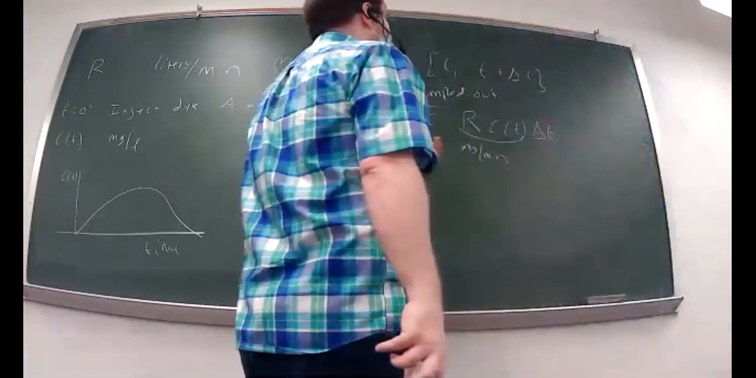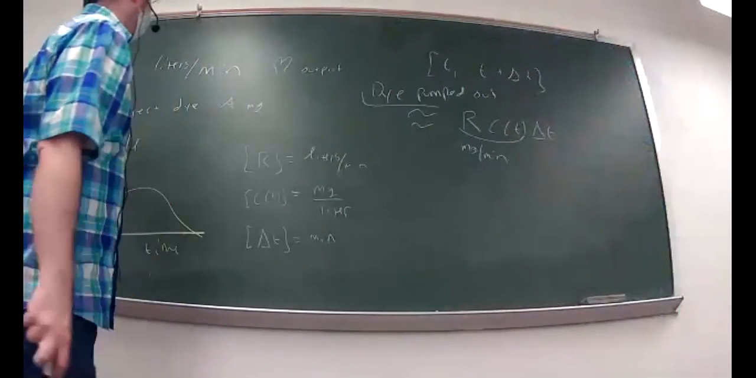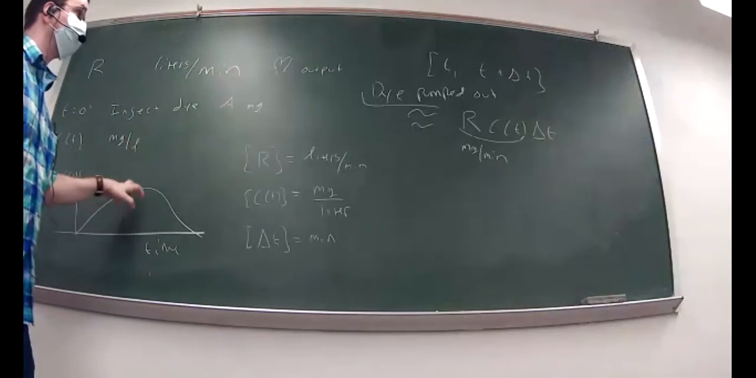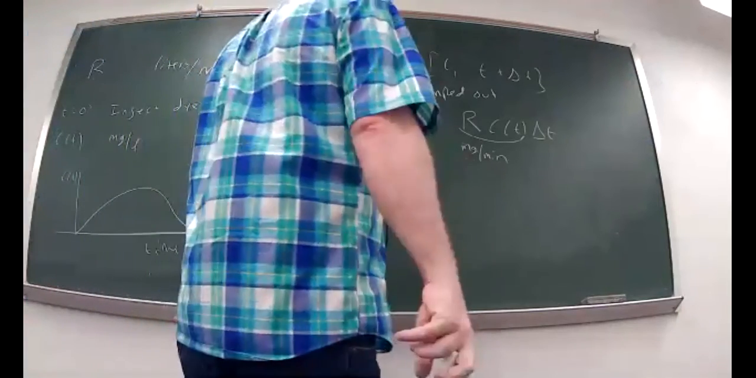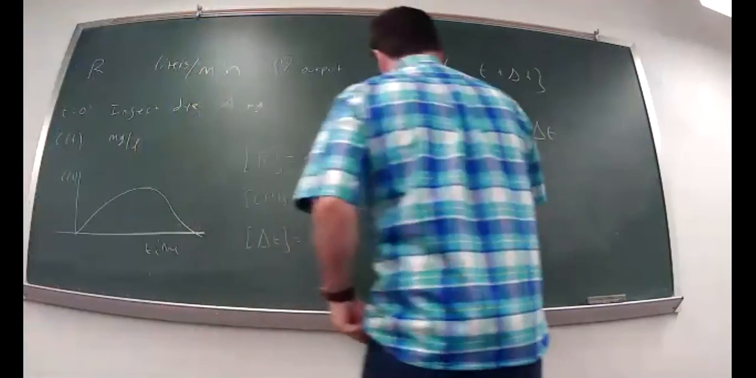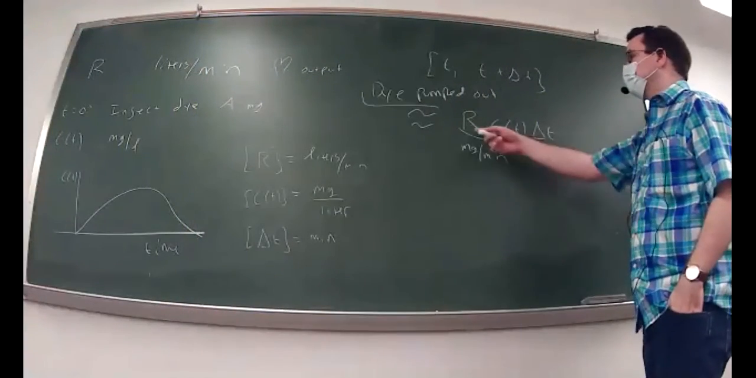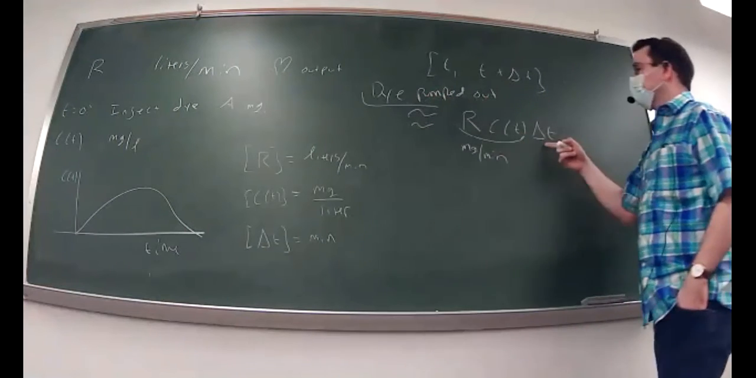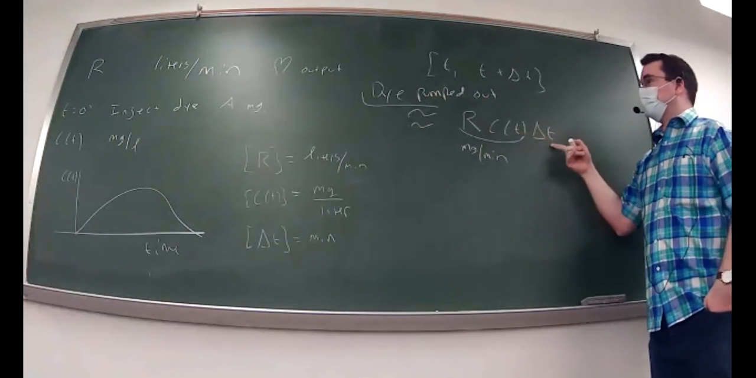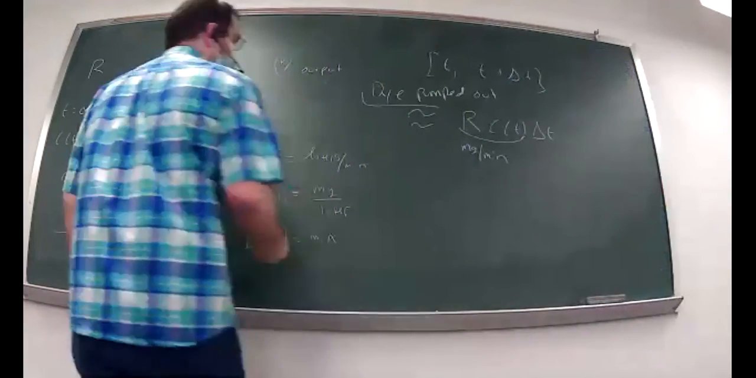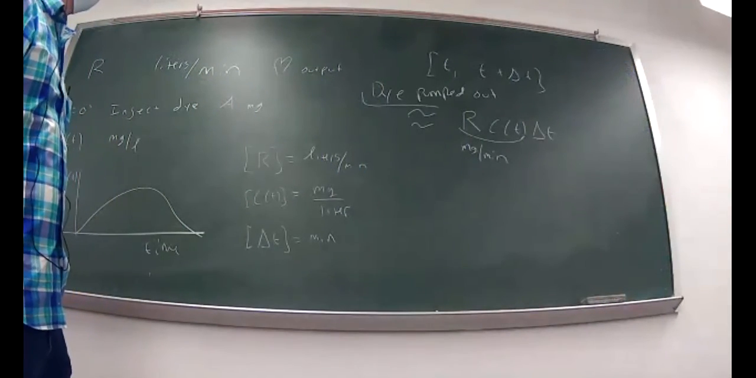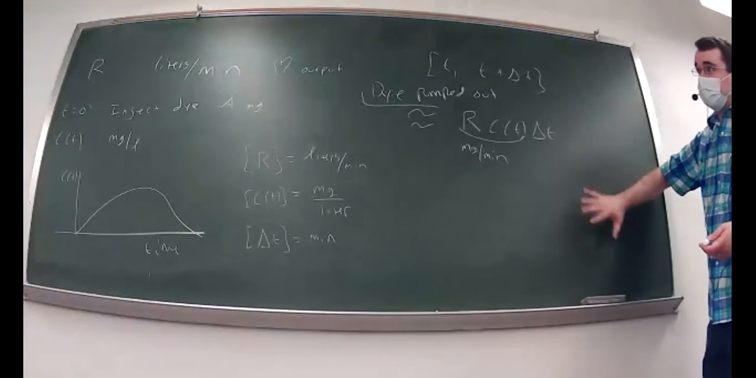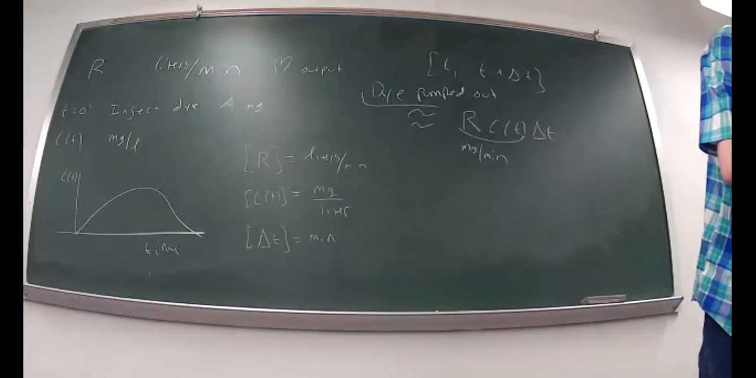And so why R times C of T? Because that's the rate we're pumping out, and C of T is the concentration. So it makes sense that the amount per minute that you're pumping out should be your rate times your concentration. And then the total amount of dye pumped out would be that rate times the amount of time that you are pumping something out. So part A is just explaining it, and that's my explanation in words. You would write something down.